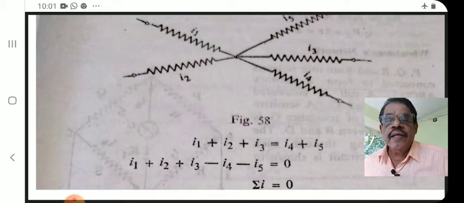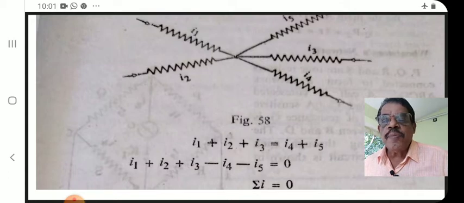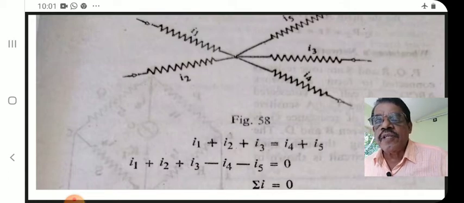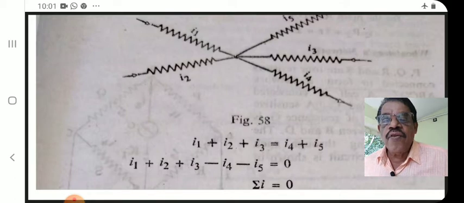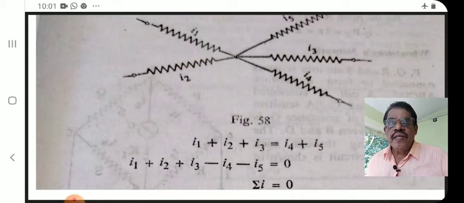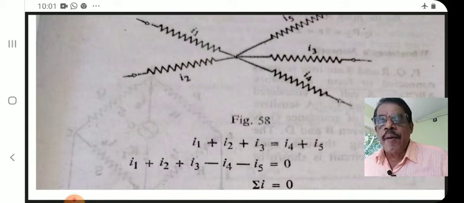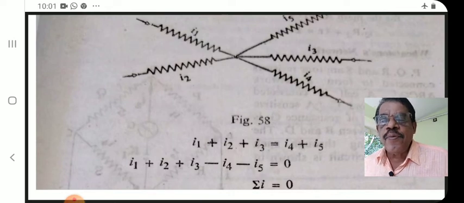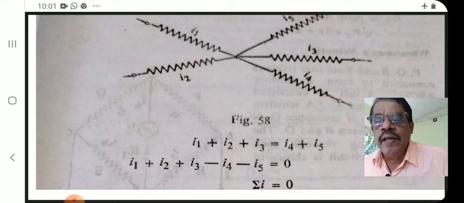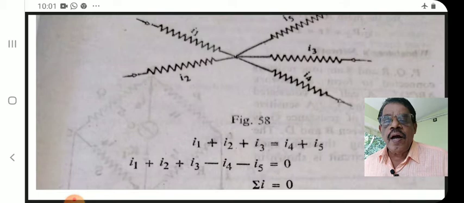Take the terms in the arrows to the left side. That is I1 plus I2 plus I3 minus I4 minus I5 is equal to 0. This term is called the algebraic sum, and the algebraic sum we mark as sigma I. Therefore, sigma I is equal to 0. That is the point rule, Kirchhoff's first law.